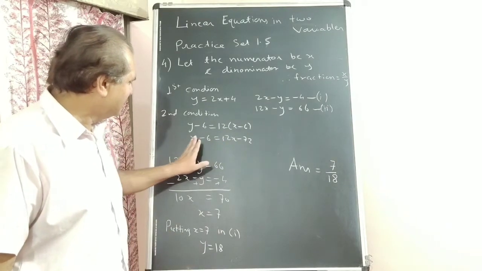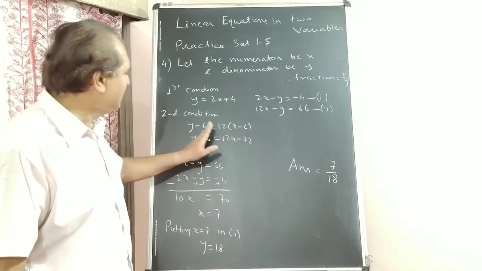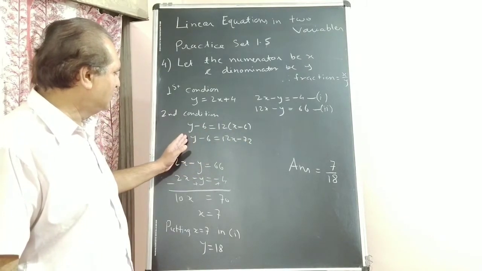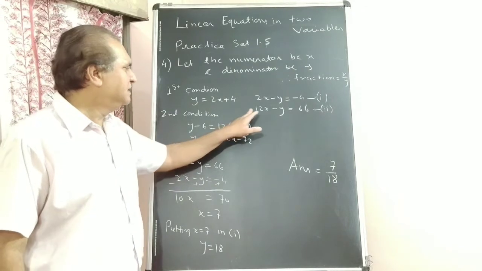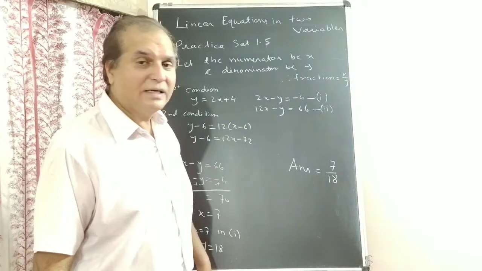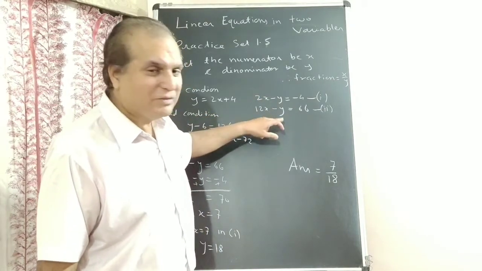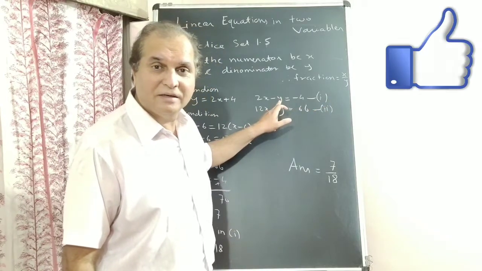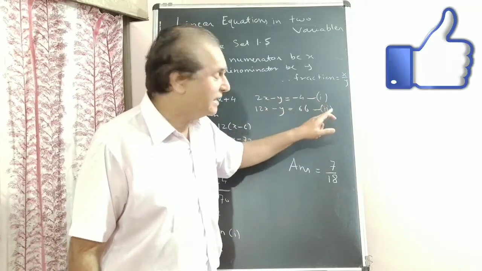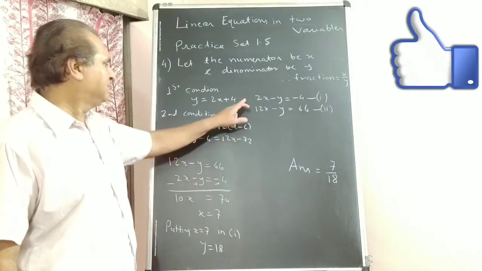So 12x minus y minus 72, shifting this side becomes plus 72. So 12x minus y equal to 72 minus 6, 66, is the second equation. Understood? Now for minus y, we just have to change the sign. Getting it? So we will subtract. First as it is, 12x minus y equal to 66.